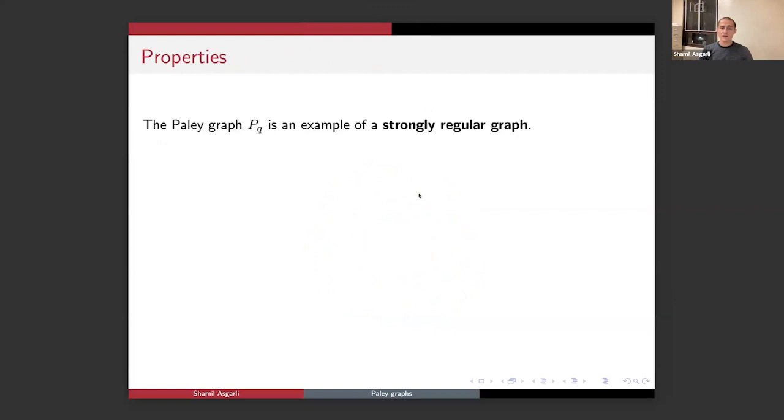The Paley graph is an example of a strongly regular graph. So let me remind you what that means.